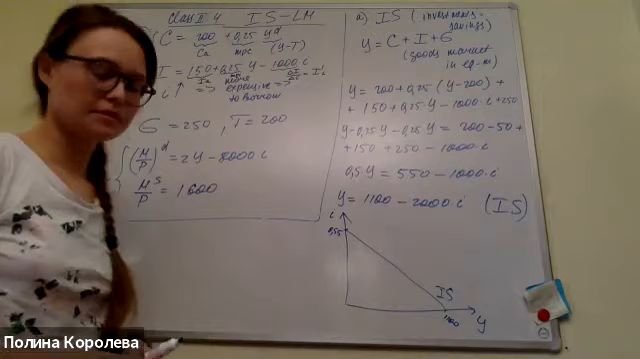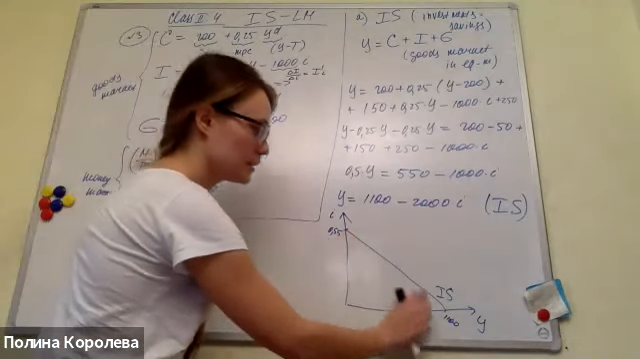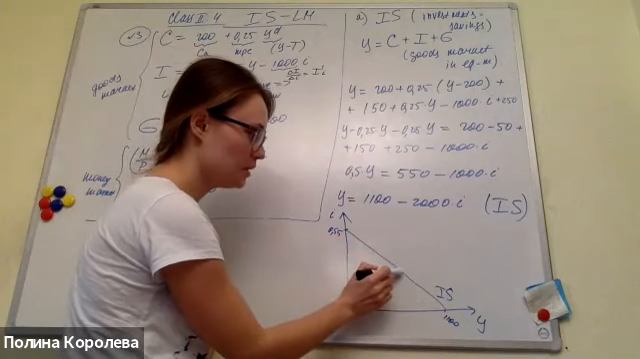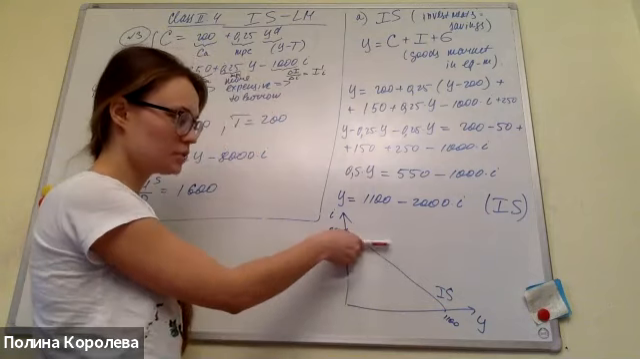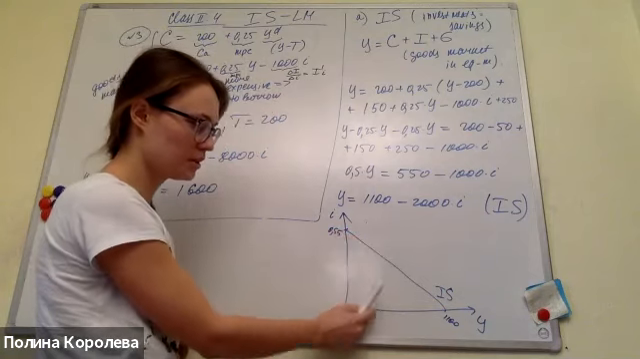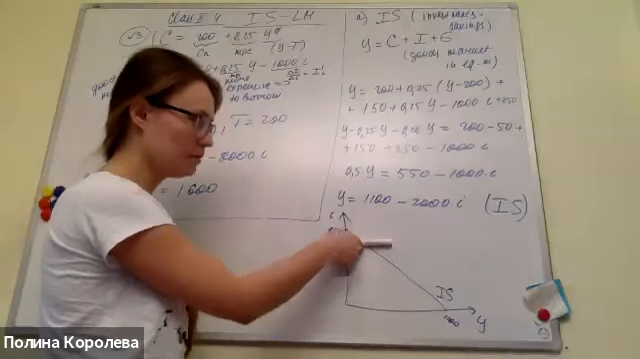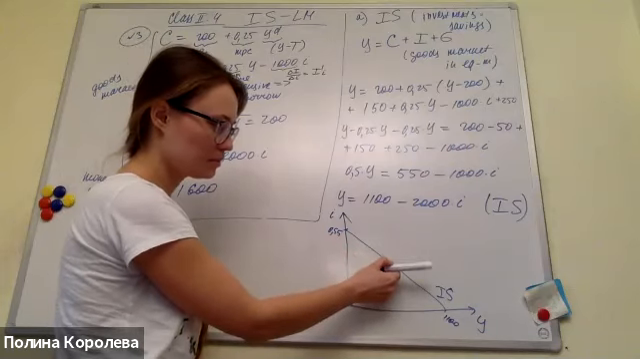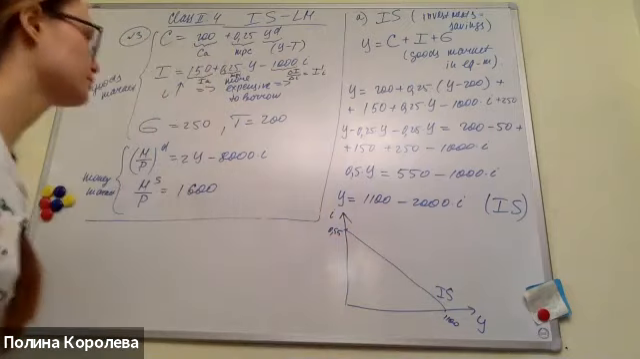Okay, then next. One more time, this IS relation will show us, for each interest rate, what will be the equilibrium output in the goods market. So for this interest rate, equilibrium output in the goods market, like this, yes? For lower interest rates, higher investments, which means higher equilibrium output in the goods market. So that means a negative connection.